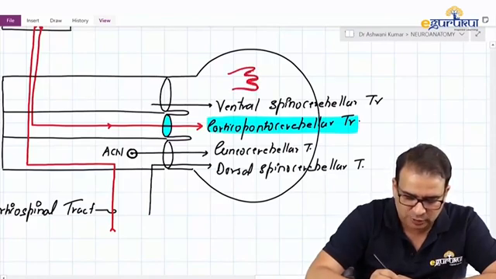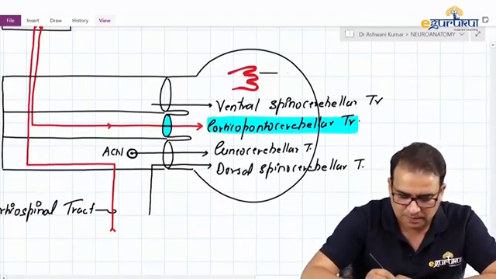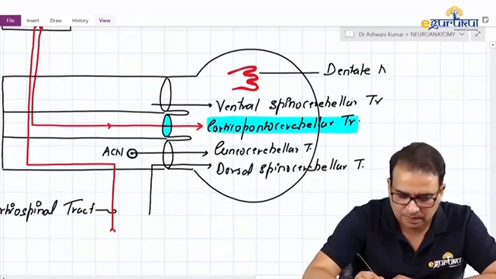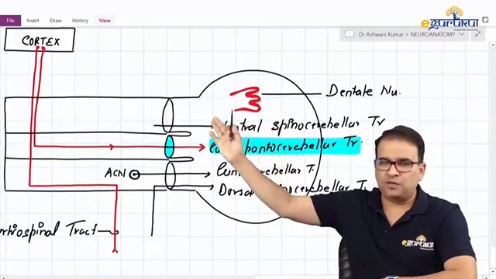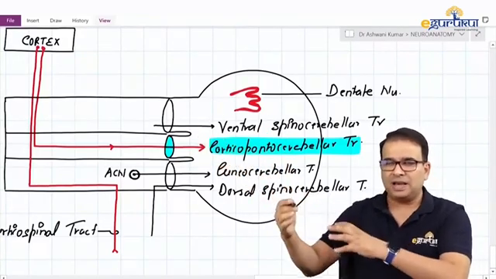This may not be the exact position, but I'm just drawing it in the shape. You remember it? That's the dentate nucleus present in the white matter of the cerebellum. Now please understand this, guys. The efferent which will go out of the dentate nucleus, where are they supposed to go?